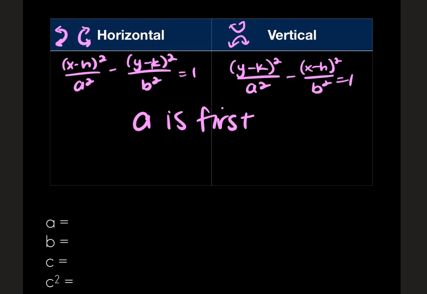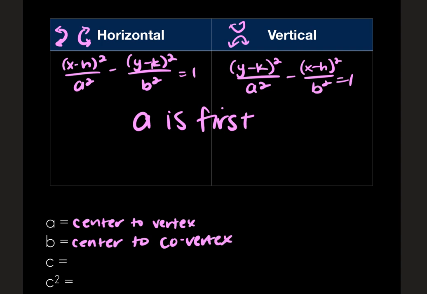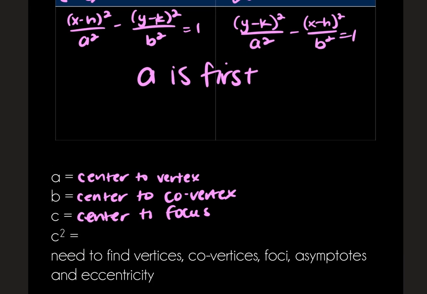You can copy and paste A, B, and C from the last one if you want. A is center to vertex. B is center to co-vertex. C is center to focus. What you cannot copy and paste is C squared because it equals A squared plus B squared, opposite of the initial sign.